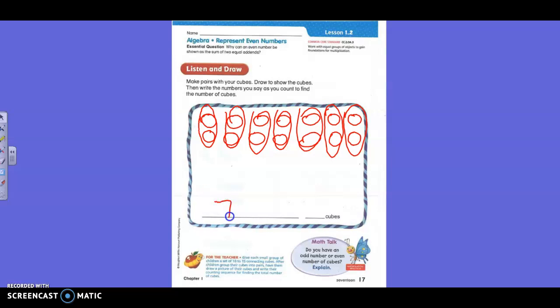7 plus 7 equals what? You have 2 7s. Pairs of 7s. That's how much? 14. So we have 14 cubes.